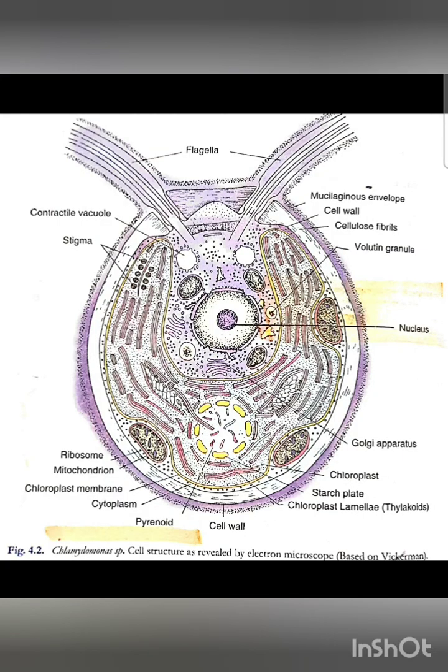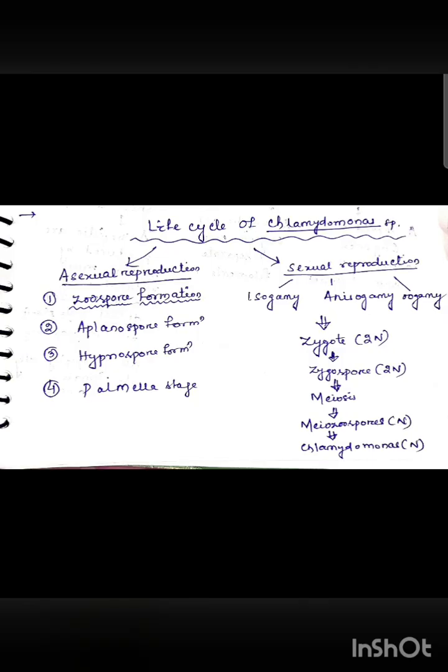Then in your syllabus, the life cycle of Chlamydomonas is present. So this is the cell structure of Chlamydomonas. Then the reproduction of Chlamydomonas. Chlamydomonas can reproduce asexually by zoospore formation, aplanospore formation, hypnospore formation, then palmella stage. A specific characteristic feature of Chlamydomonas, it can reproduce sexually by isogamy, anisogamy and oogamy, and by asexual reproduction.